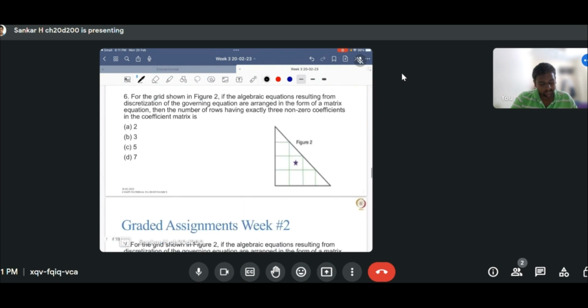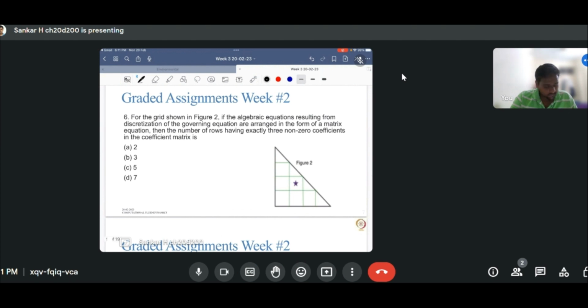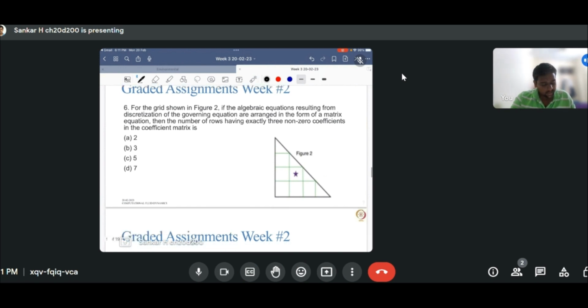Now, question number 6, for the grid shown in figure 2. If the algebraic equations resulting from the discretization of the governing equations are arranged in the form of a matrix equation, the number of rows having exactly 3 non-zero coefficients in the matrix is. So basically, from each interior equation there will be 1, 2, 3, 4, 5 variables which need to be solved.